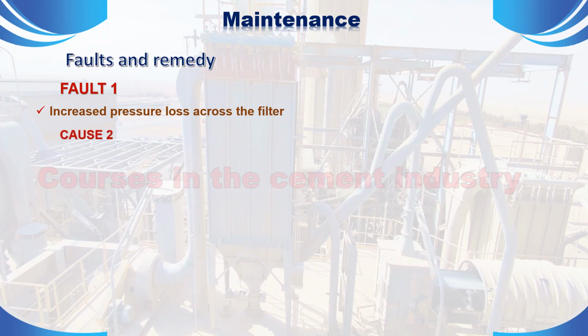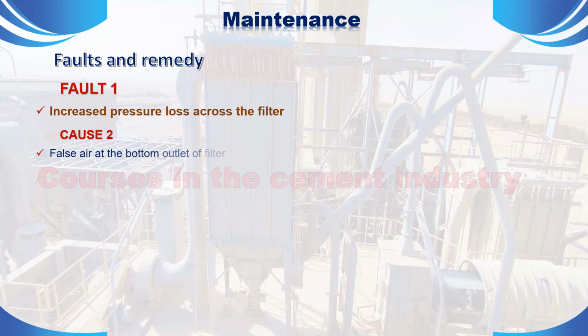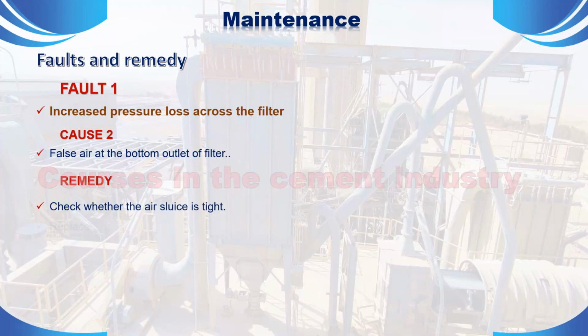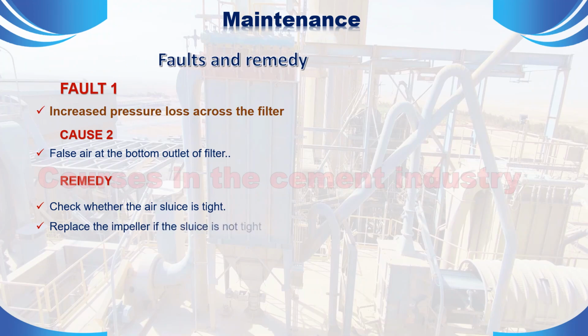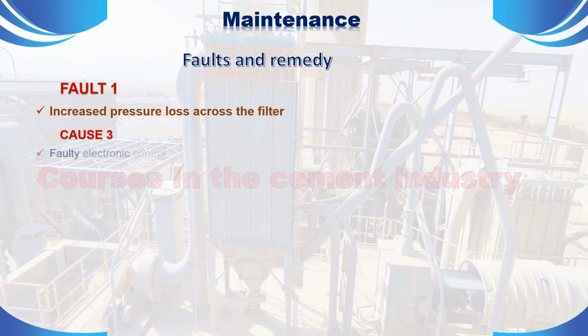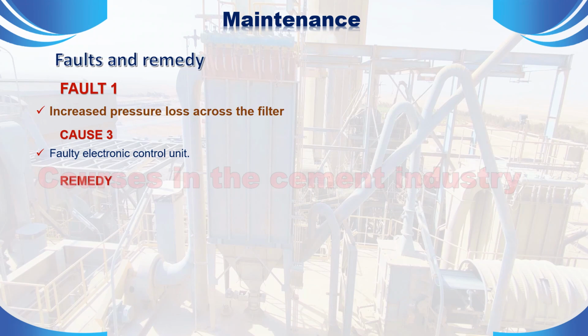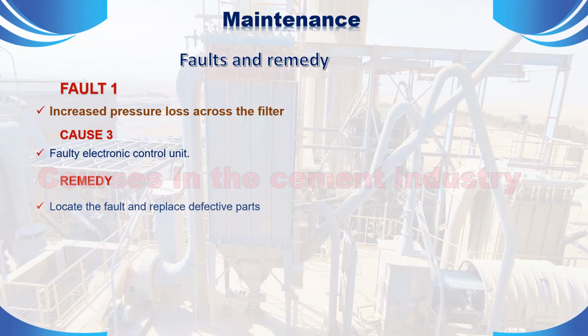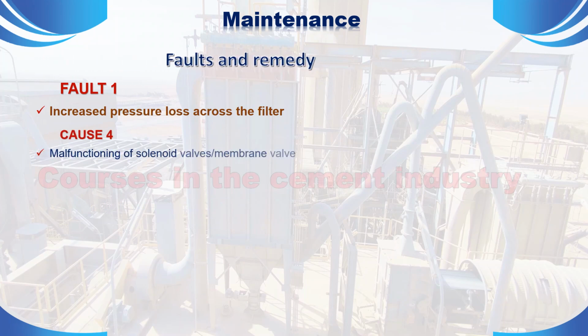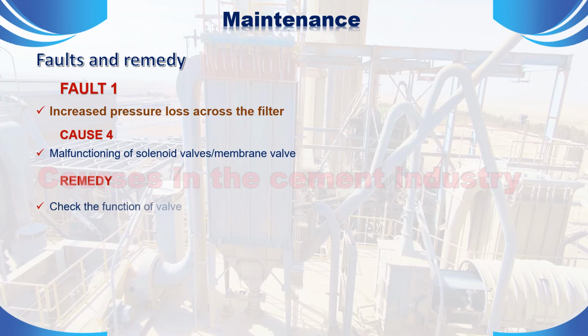Cause 2. False air at the bottom outlet of filter. Remedy. 1. Check whether the air sluice is tight. 2. Replace the impeller if the sluice is not tight. Cause 3. Faulty electronic control unit. Remedy. Locate the fault and replace defective parts. Cause 4. Malfunctioning of solenoid valves and membrane valve. Remedy. Check the function of the valve.